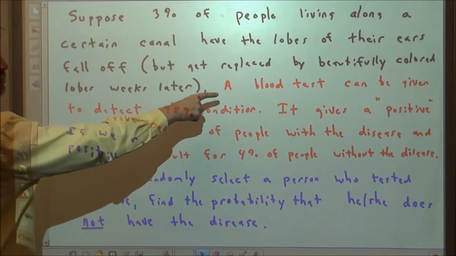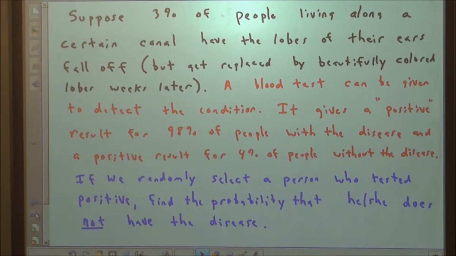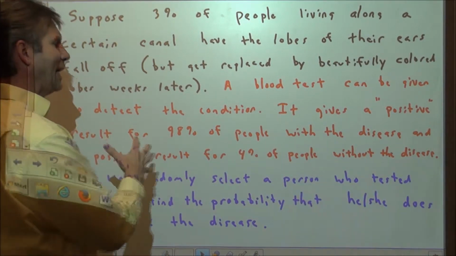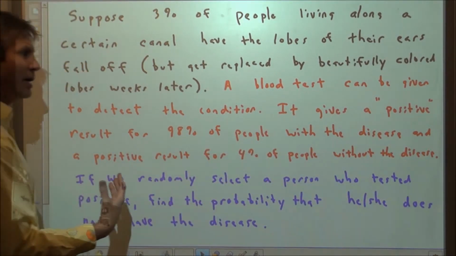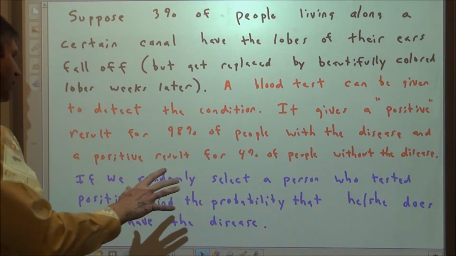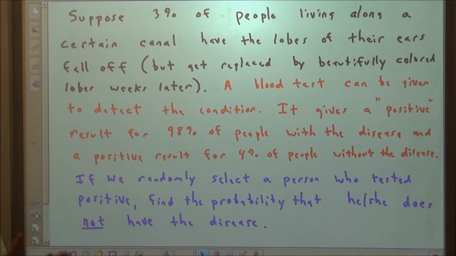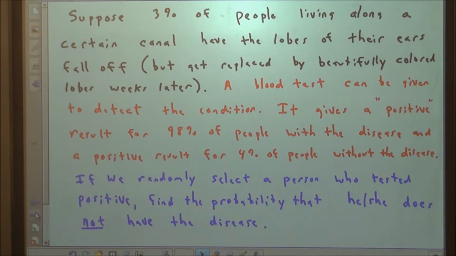I'm embarrassed. We have a blood test that can be given to detect the condition. It gives a positive result for 98% of people with the disease and a positive result for 4% of the people without the disease. So it can give a false positive. So if we randomly select a person who tested positive, find the probability that he or she does not have the disease. Whew. So that's one of those ugly deals right there.